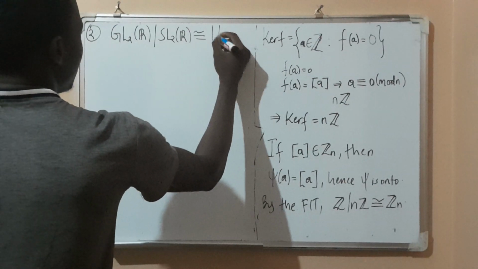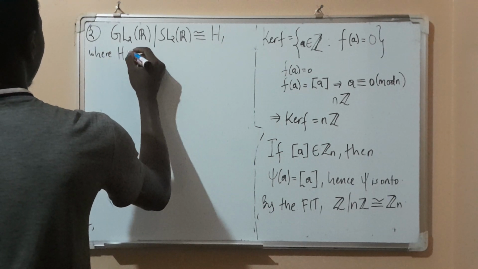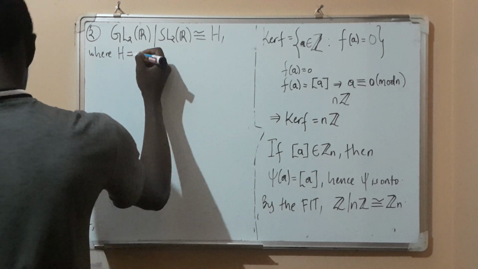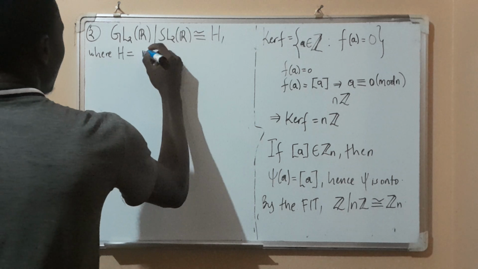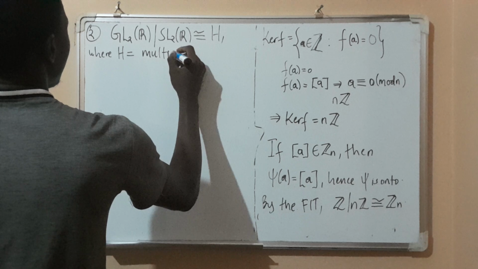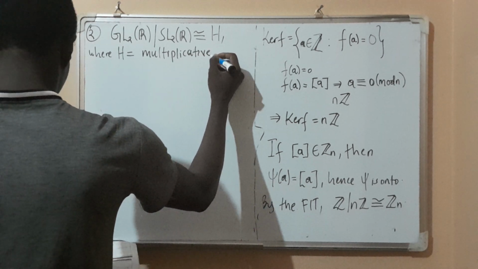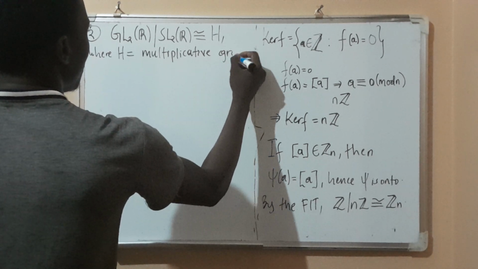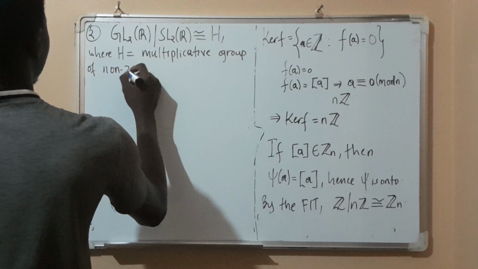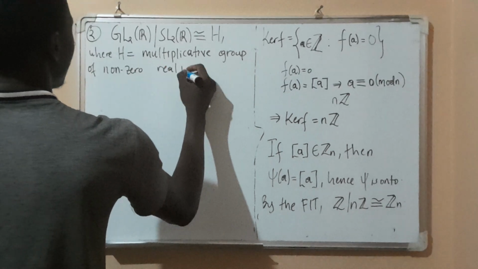H, is isomorphic to H, where this H is the multiplicative group of non-zero real numbers.